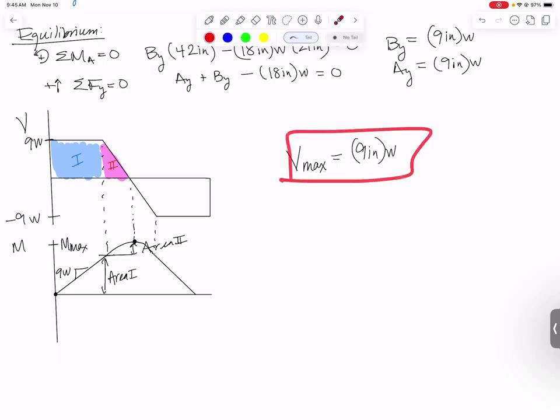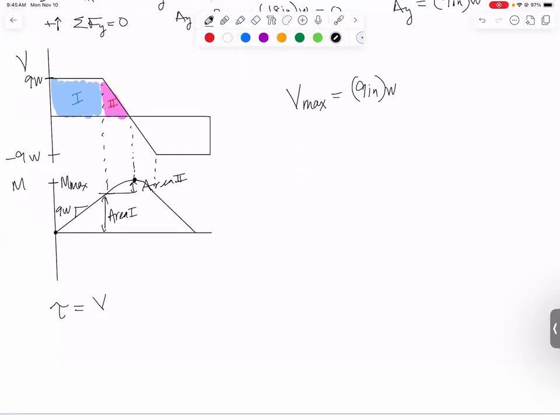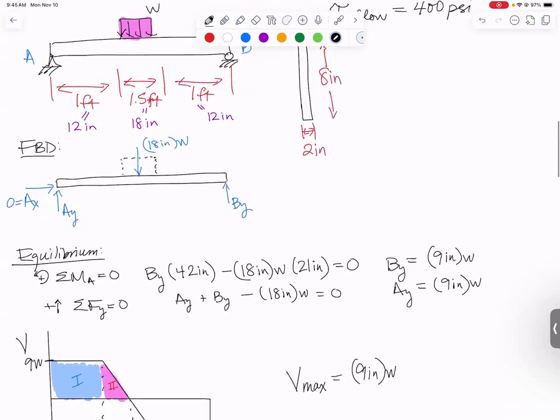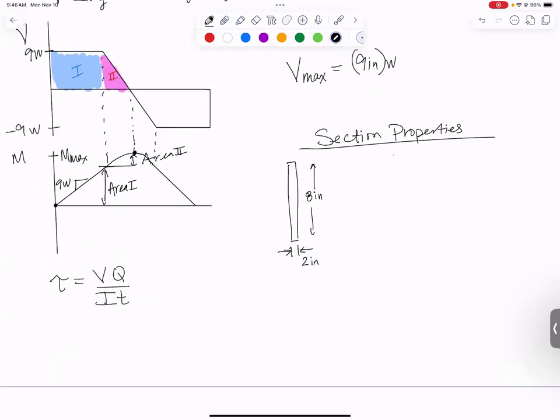We're going to actually, though, use Vmax. So you remember what our equation was? Tau is VQ over IT. We just figured out an expression for V. I need to find Q, I, and T. So those are all a group of things that we like to call section properties. Our cross section is a nice little rectangle that is 2 inches wide and 8 inches tall. Our thickness is just going to be 2 inches. It's just how thick is the beam.